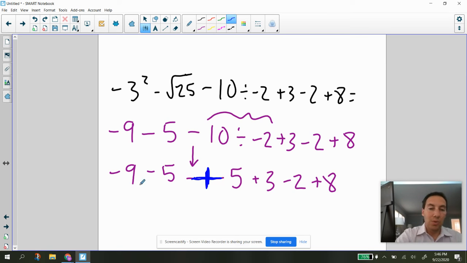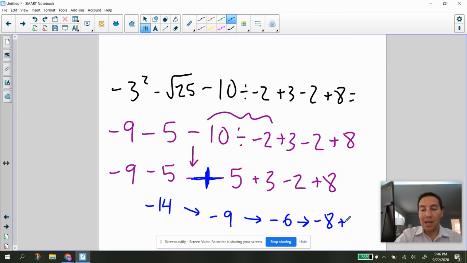So now we can just do this out. -9 minus 5 is -14. Plus 5 would be -9. Plus 3 would be -6. Minus 2 would be -8. And then at the end, we have -8 plus 8. Wow, after all that work, it looks like our answer is just going to be 0. Hopefully I did that right.